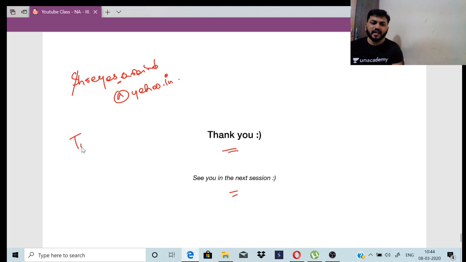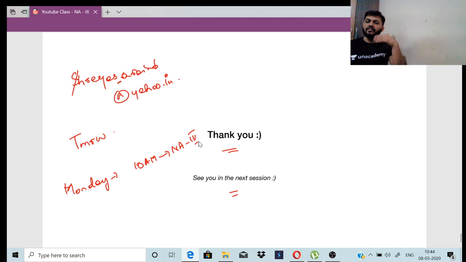The next session is again tomorrow, which is Monday, 10 a.m., and it will be our last session on numerical ability part 4. After numerical ability, I will go on to reasoning, and after reasoning, general English. So still 9 more sessions are there. Tomorrow will be the 4th session, and after that we will have 8 more sessions. So tomorrow, Monday, 10 a.m., you will have your next session on YouTube.